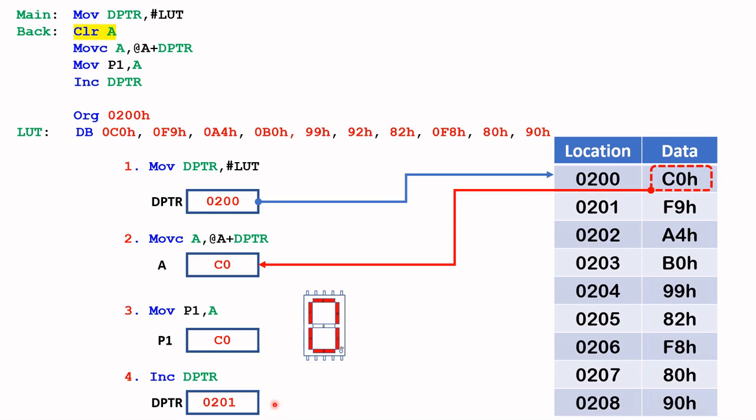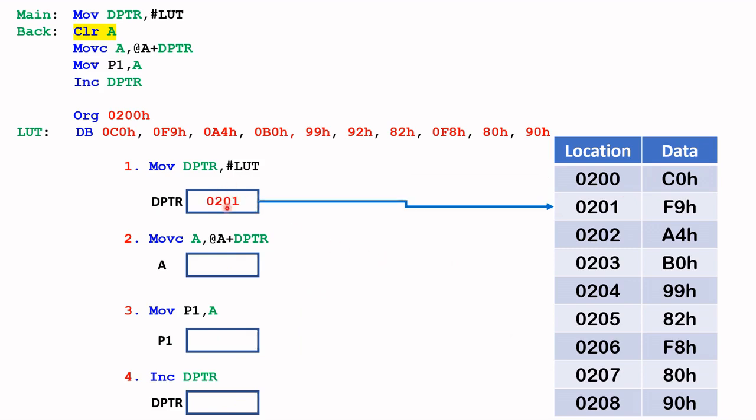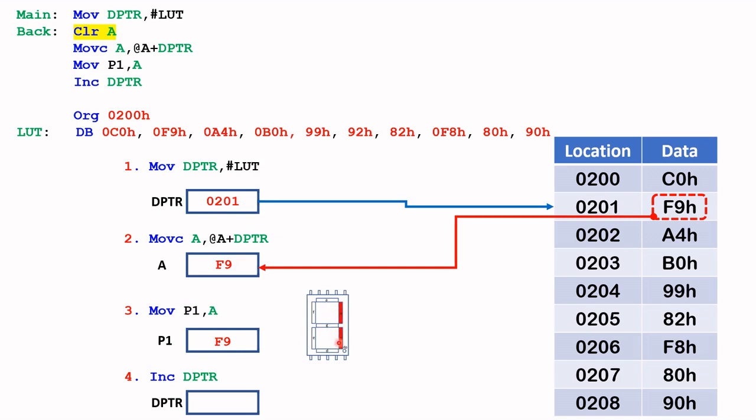So let us go through the cycle one more time, bearing in mind the data pointer is now pointing to 0201, which is this one here. This instruction will copy the contents of that address, which happens to be this, into A. All right, and then from A we copy it to P1, which happens to be a 1 for the 7 segment, and then we increment the pointer by 1, so it points to the next data, and so on. So that's how it works.